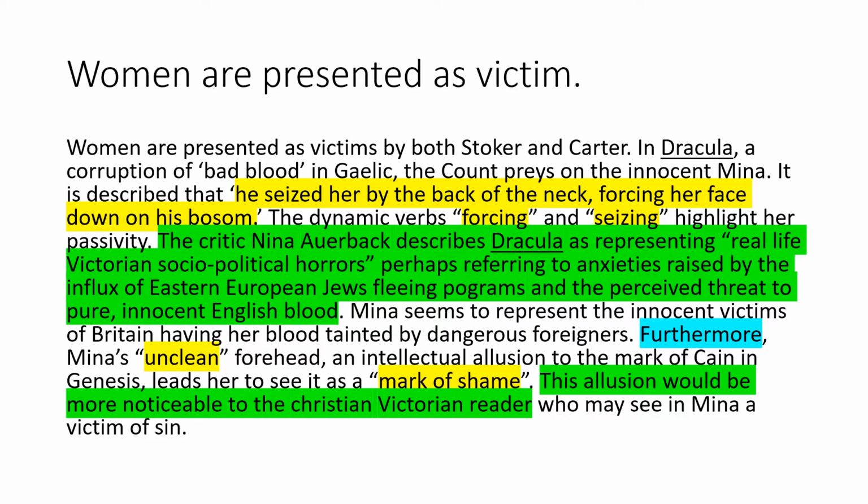Now, Orley brings in the reader's context. The Victorian audience would clearly see the religious connotations of Mina's mark. They would make the allusion with the mark of Cain. And so they would see Mina as a victim of sin. So Orley's bringing in a sort of religious context here. She's bringing in the context of the reader at the time, having an awareness of how Stoker might be presenting this in a kind of religious sense.